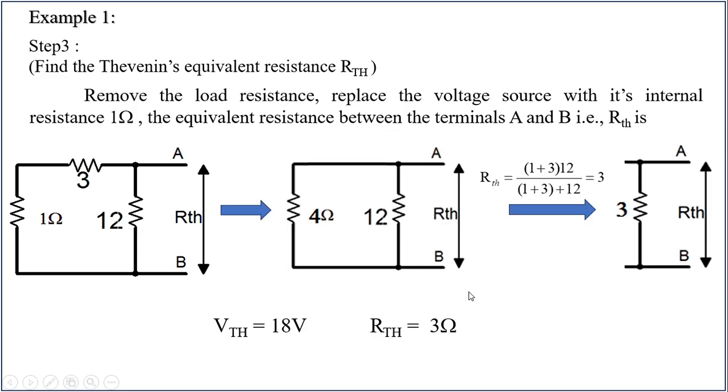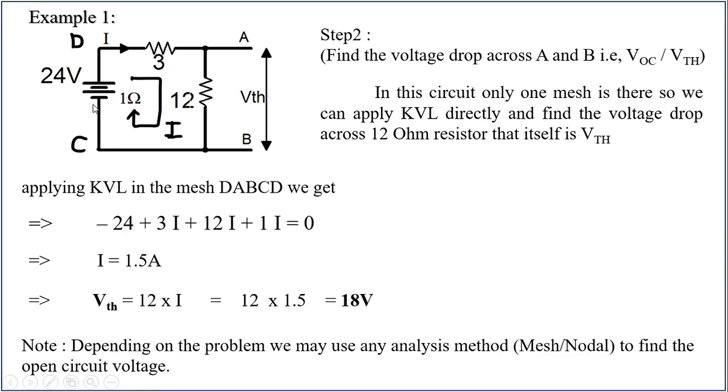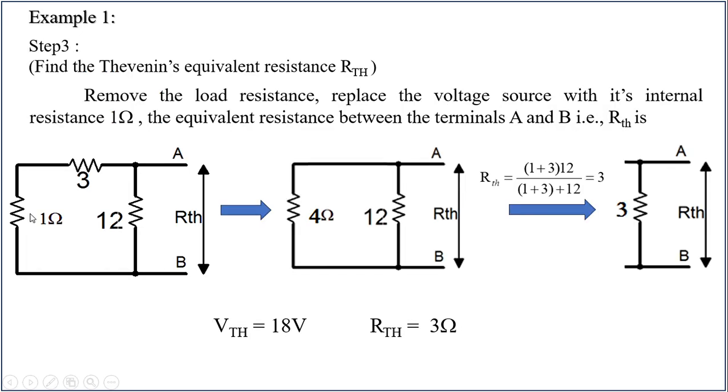Now, third step: find the Thevenin's equivalent resistance RTH. To find this RTH, you have to follow two steps. The first thing is to replace the voltage sources with their internal resistances and the current sources with their internal resistances. Here in the given circuit, we have only one voltage source, and it has an internal resistance of 1 ohm. So we are going to replace this entire voltage source with a 1 ohm resistor. See here, I replaced the voltage source with a 1 ohm resistor.